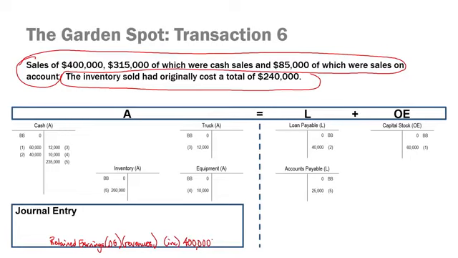Now on the left side of the entry, I'm going to record an increase in the asset accounts which the company received in exchange for the sales. It received cash for part of the sales, and it received an accounts receivable or a promise to pay from the customer for the remaining part of the sales. So let's make a left-hand side entry to cash, which is an asset account. It increases by $315,000. We'll make another left side entry to accounts receivable, which I've abbreviated as AR, an increase of $85,000.